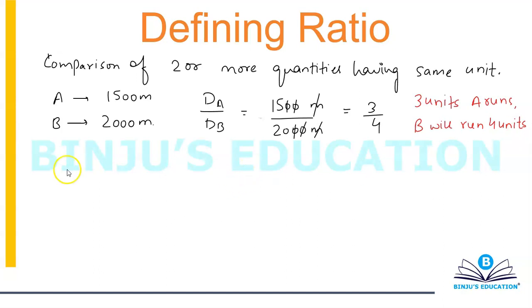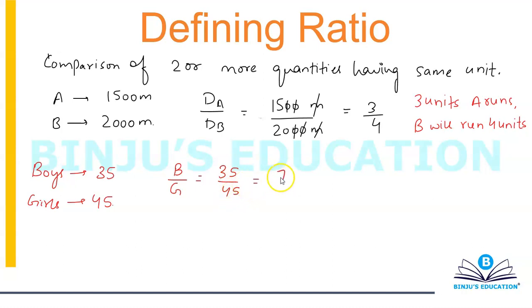For example, I can say that in a class there are 35 boys and 45 girls. Then the ratio of boys to girls will be 35 by 45, which can be written in a simplified form as 7 by 9. So how do you read this? You can say this as, for every 7 boys you have 9 girls. This is what is meant by ratio.